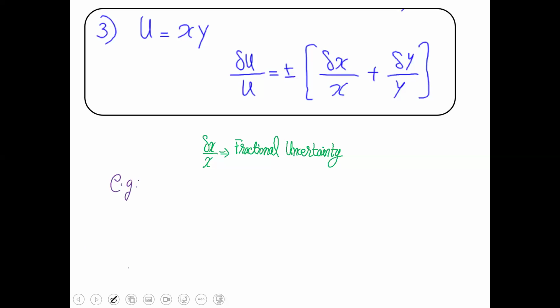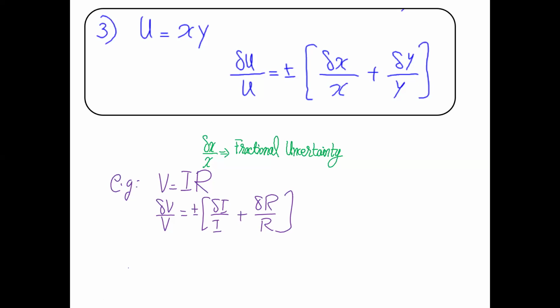How do we write this formula? For example, it's a product, Ohm's law, the famous formula: V is equal to IR. Now, you will write delta V upon V equals plus minus delta I upon I plus delta R upon R. So when two quantities are being multiplied, we add the fractional uncertainty. So we take the uncertainty divided by the value and then we add the other one.